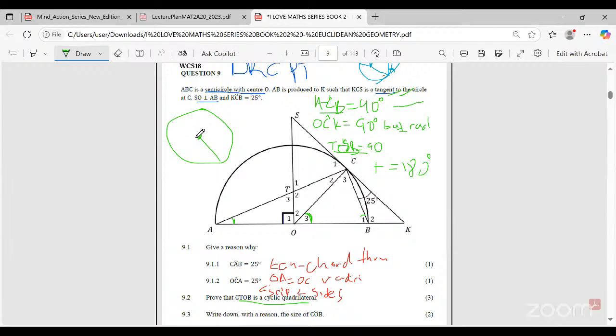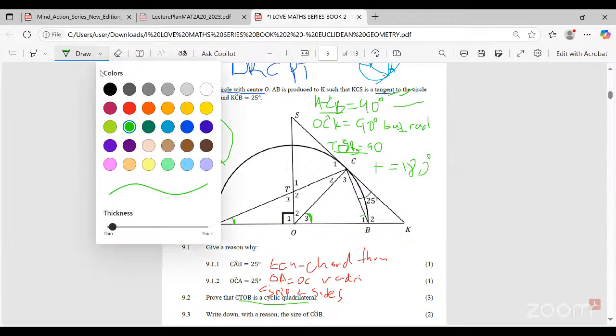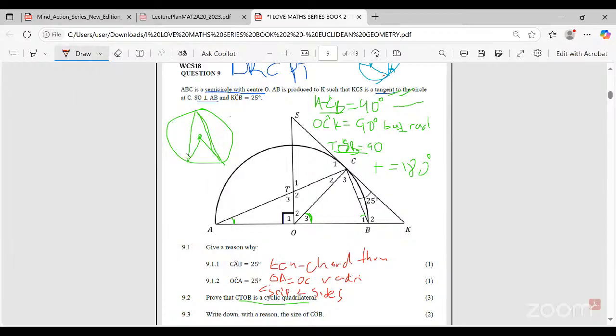Okay, I started from this part. This is theorem 2. Angle at the center is 2 times angle at the circumference. So now let me change the color. Maybe I use the red one. I still have this side goes there. Okay, this one as well goes to the center.